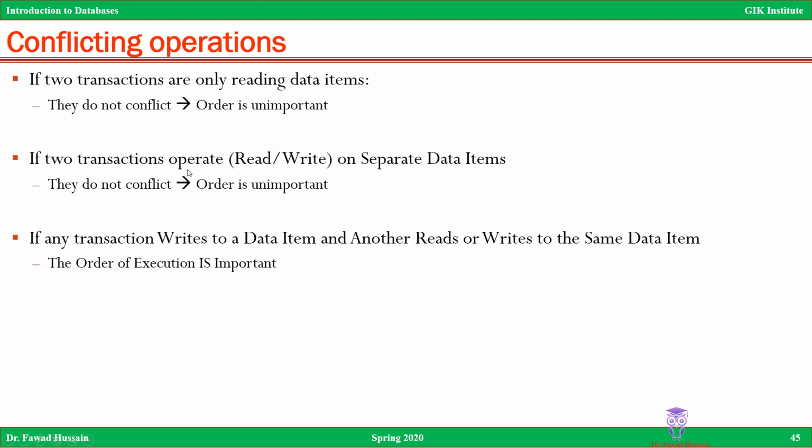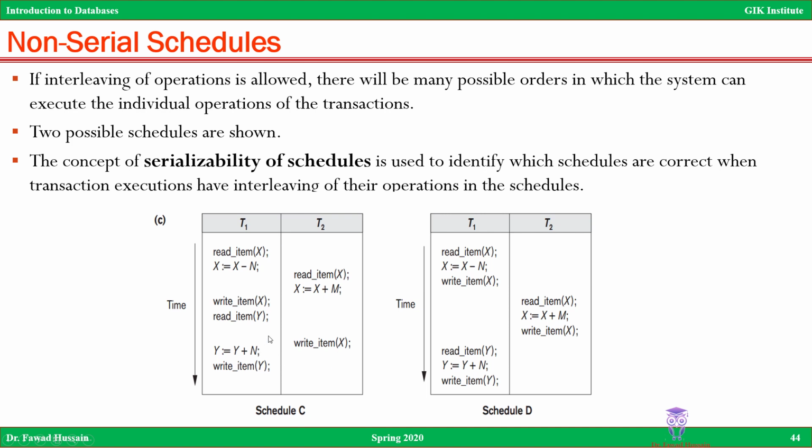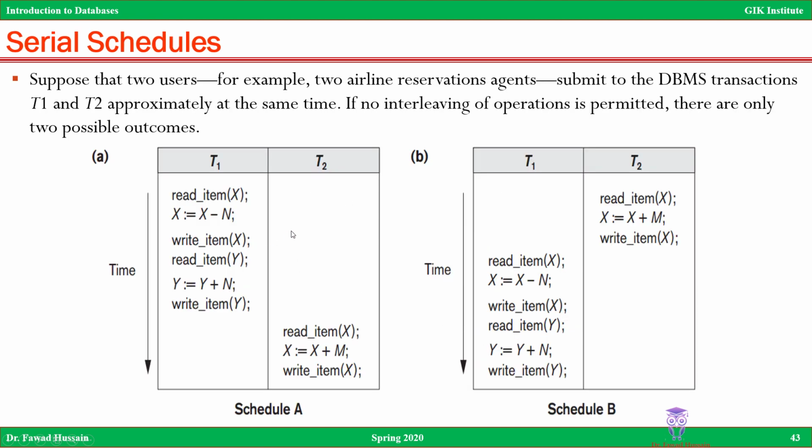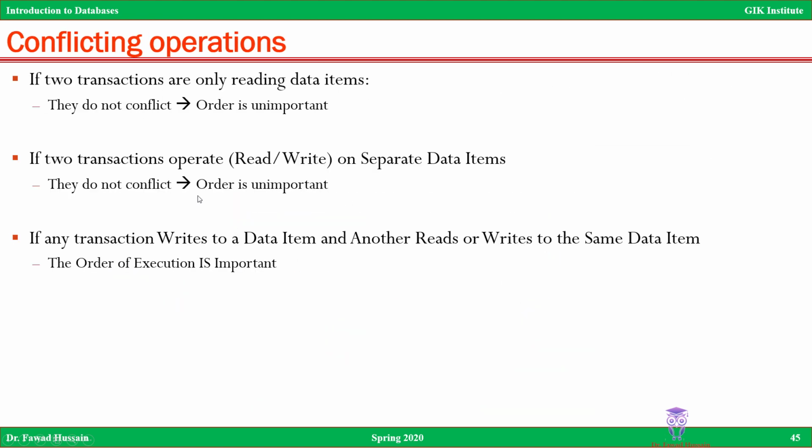To understand whether they are serializable or not, which means basically to ensure whether this or this is equivalent to one of these, we look at the operations. There are two kinds of operation that we are interested in: the read and the write operation. Since there are two or more transactions, if two transactions are only reading the data, they do not conflict. If both of them are just reading the data, there is no issue. They are serializable, so the order is unimportant.